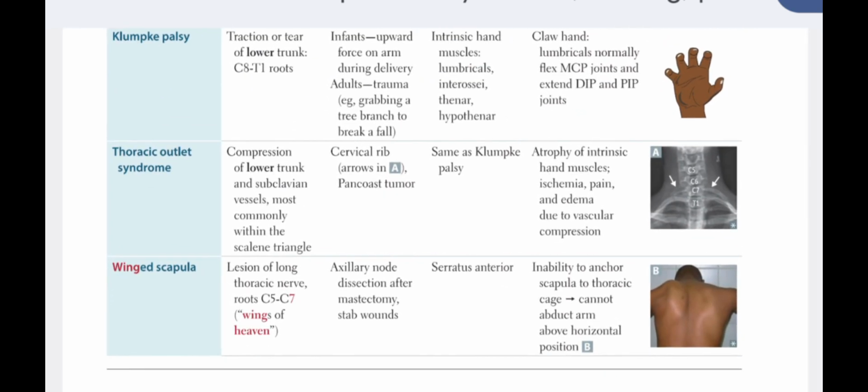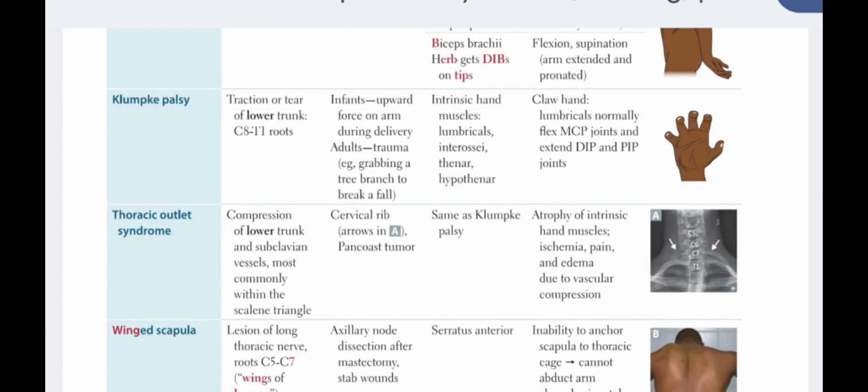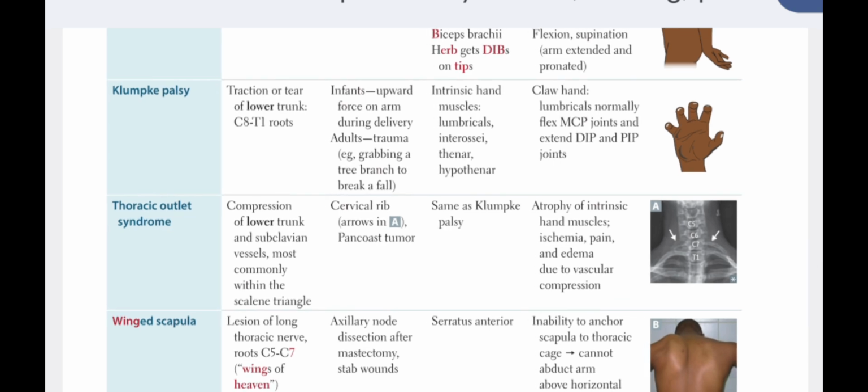Then you have the thoracic outlet syndrome. This involves the nerve roots originating from the thoracic outlet. For example, here is the thorax, and here are the nerves arising from it. If there is an extra structure that is impinging on the brachial plexus, this will result in thoracic outlet syndrome. So there is compression of the lower trunk and subclavian vessels, most commonly within the scalene triangle. This is due to the cervical rib.